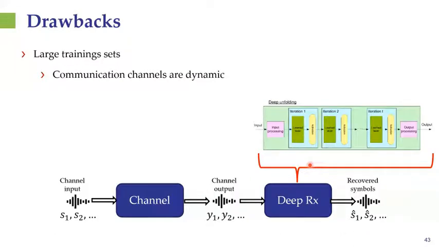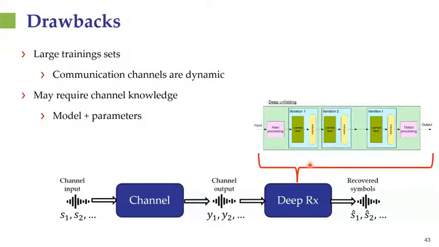Now, again, we're boiling down to the problem that we end up with a very large network, a very large number of parameters to train. And although those parameters are inspired by an optimization algorithm, we do need a very large training set to train it. And if the channel starts changing, we'll probably need to retrain the whole network. Also, specifically for that net, we actually need to know the channel. We need to know its model and its parameters.